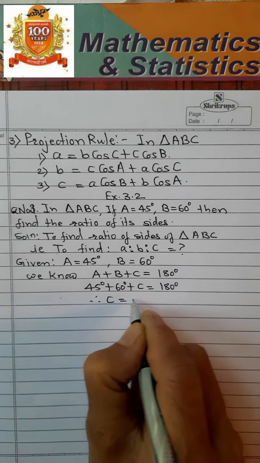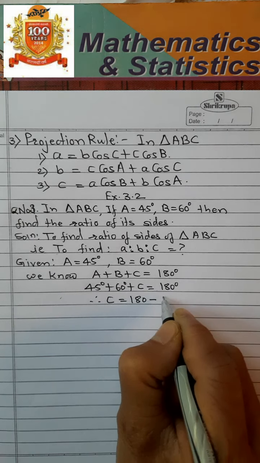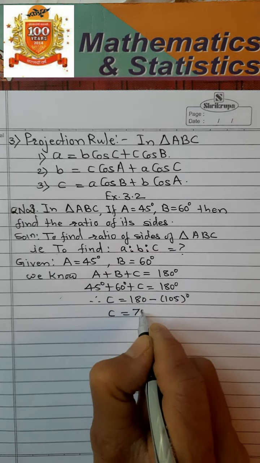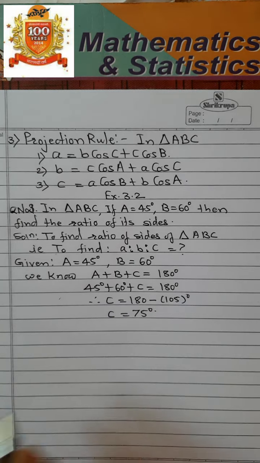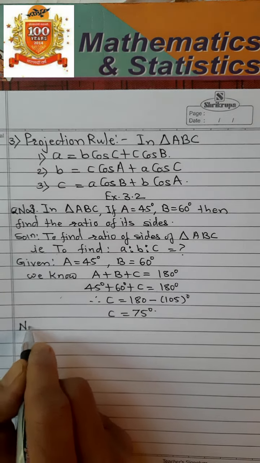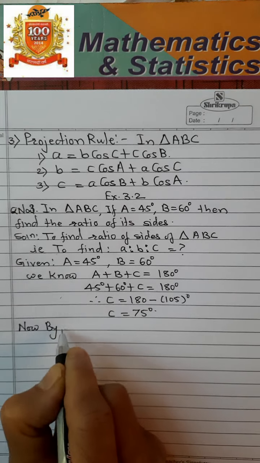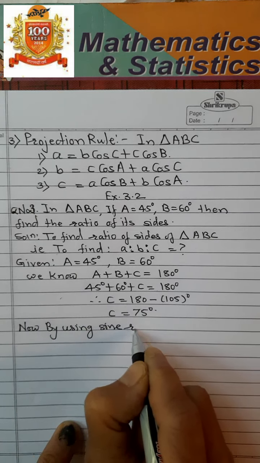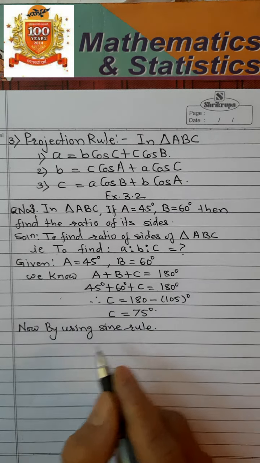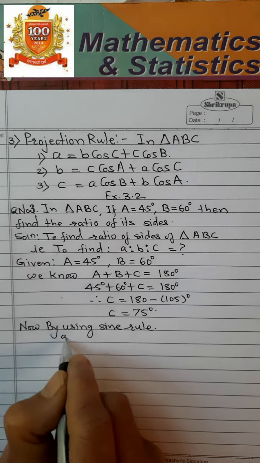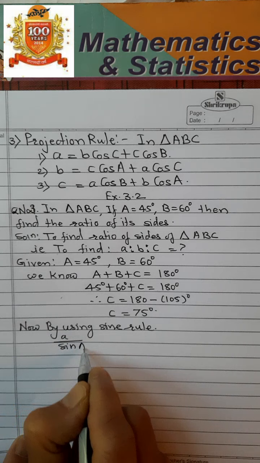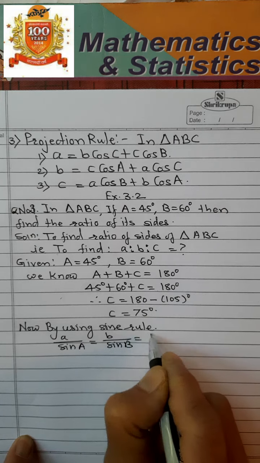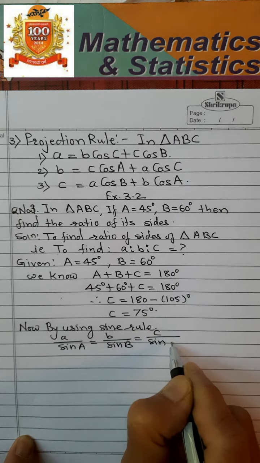Therefore angle C is equal to 180 degree minus 105 degree. Therefore angle C is equal to 75 degree, isn't it? Now by using sine rule, we can write a upon sine A is equal to b upon sine B is equal to c upon sine C.